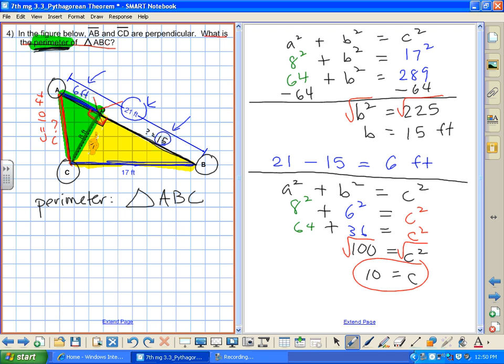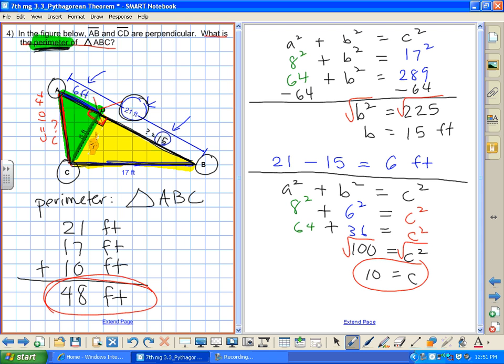Okay, triangle ABC. So the length of this here was 21. So I need to add the 21 feet. The length of B to C is 17. I need to add the 17 feet. And the length of A to C is the 10. You need to add up the 10. Add them all together to find out how many feet it is. That's 48. So my final answer is 48 feet. Okay? That is the perimeter of ABC.